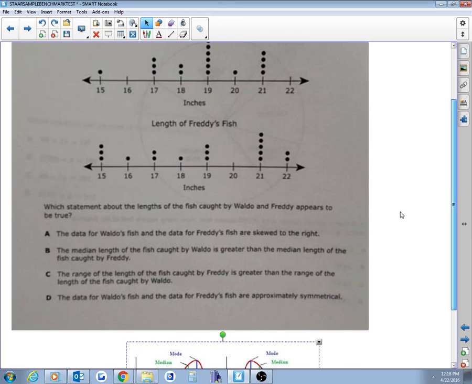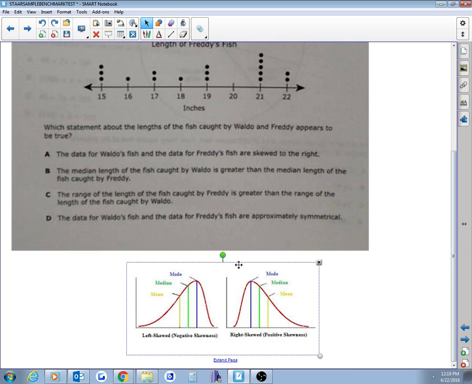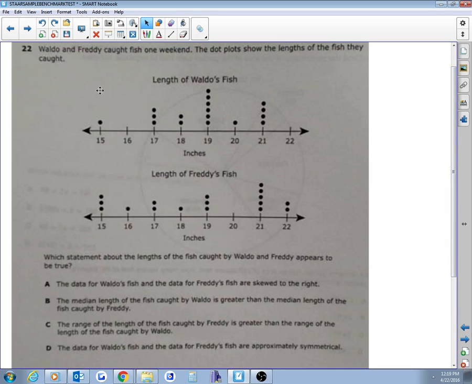So let's look at A. The data for Waldo's fish and the data for Freddie's fish are skewed to the right. Skewed to the right means that more of them are on the left. It's concentrated more heavily on the left. That's what a right side skew would look like. So if they were both skewed to the right, we'd have a lot more dots over here and fewer dots over here. That would be a right skew. More dots here, fewer dots here. So no, that's not true. A is not skewed to the right.